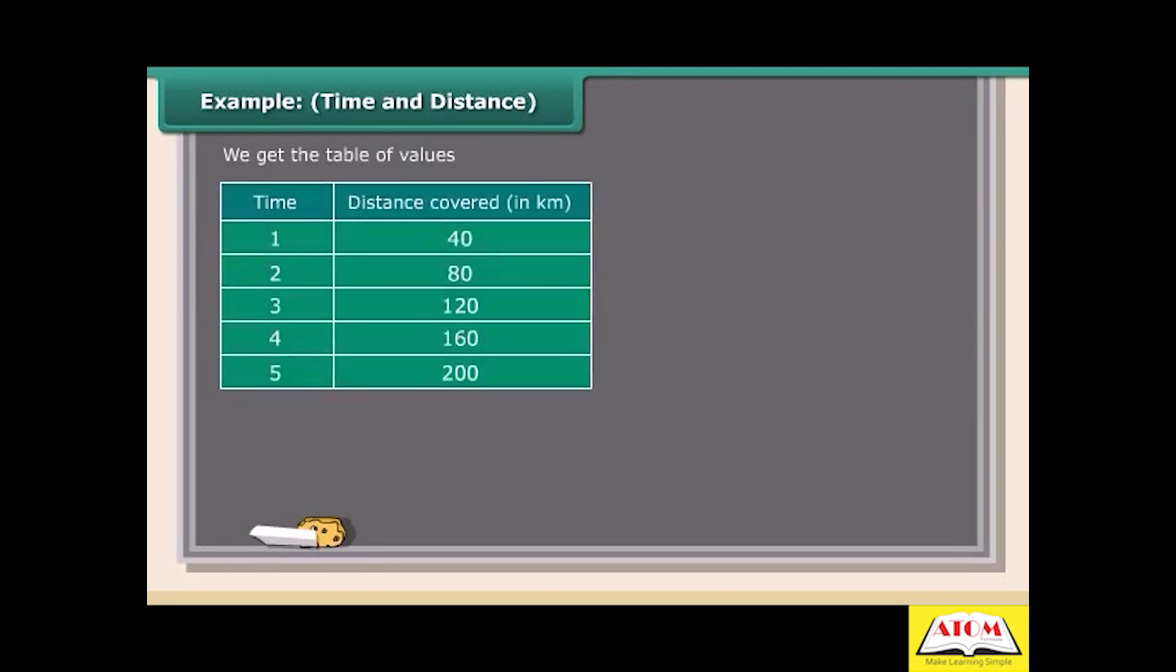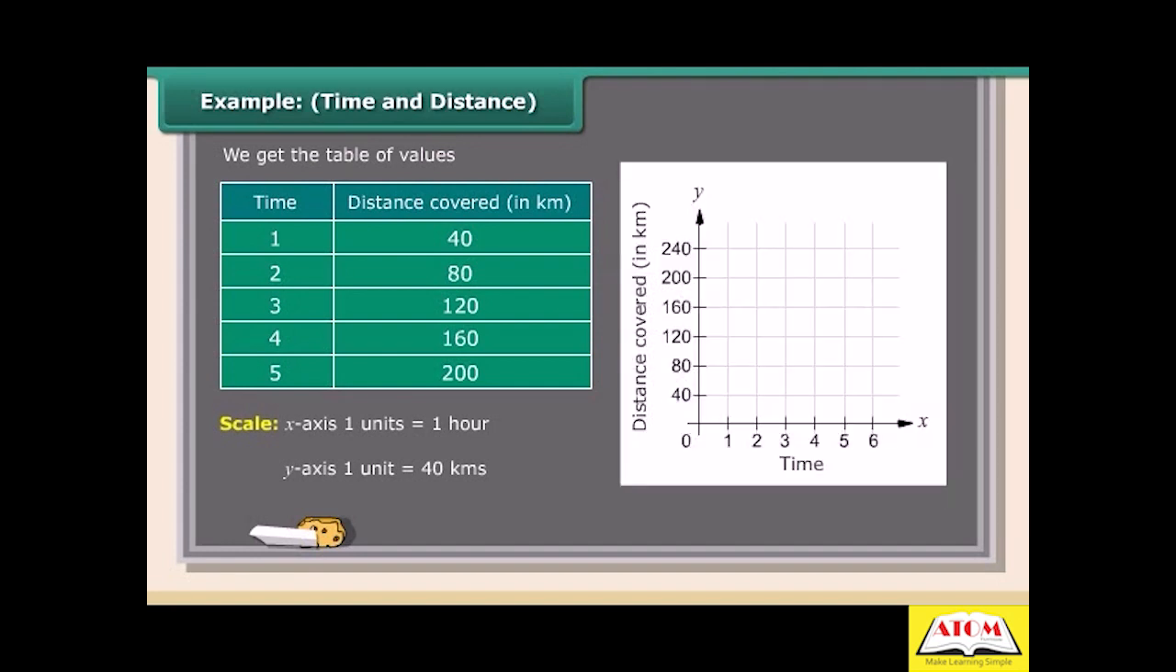We get the table of values. Scale: x-axis, 1 unit is equal to 1 hour. Y-axis, 1 unit is equal to 40 kilometers. A. Mark time on the horizontal axis. B. Mark distance on the vertical axis. C. Plot the points (1, 40), (2, 80), (3, 120), (4, 160), (5, 200). D. Join the points. We get a linear graph.